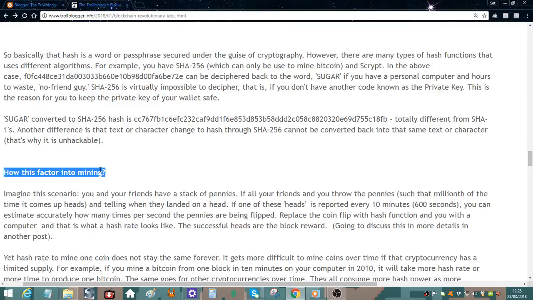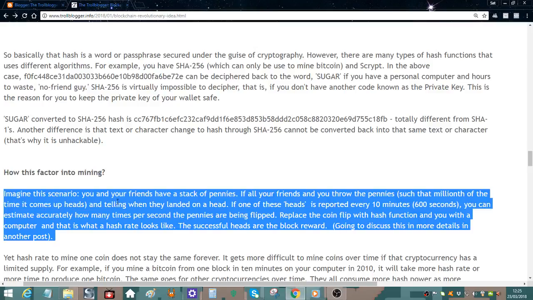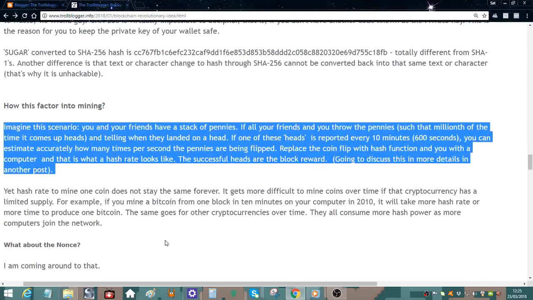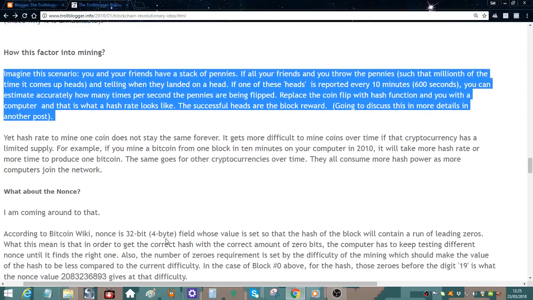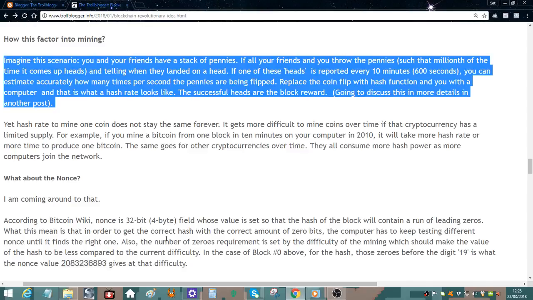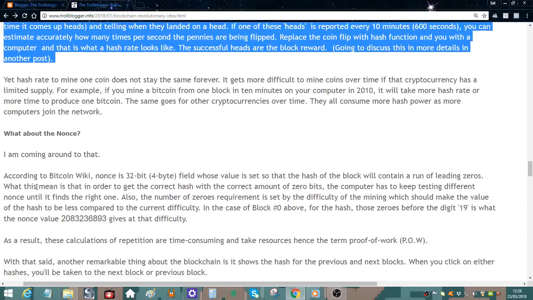How does this factor into mining? Imagine this scenario: you and your friends have a stack of pennies. If all your friends and you throw the pennies, such that one in a million times it comes up heads, and you report when they landed on a head. If one of these heads is reported every 10 minutes, 600 seconds, you can estimate accurately how many times per second the pennies are being flipped. Replace the coin flip with hash function and you with the computer, and that is what a hash rate looks like. The successful heads are the block reward. I'm going to discuss this in more detail in another post.